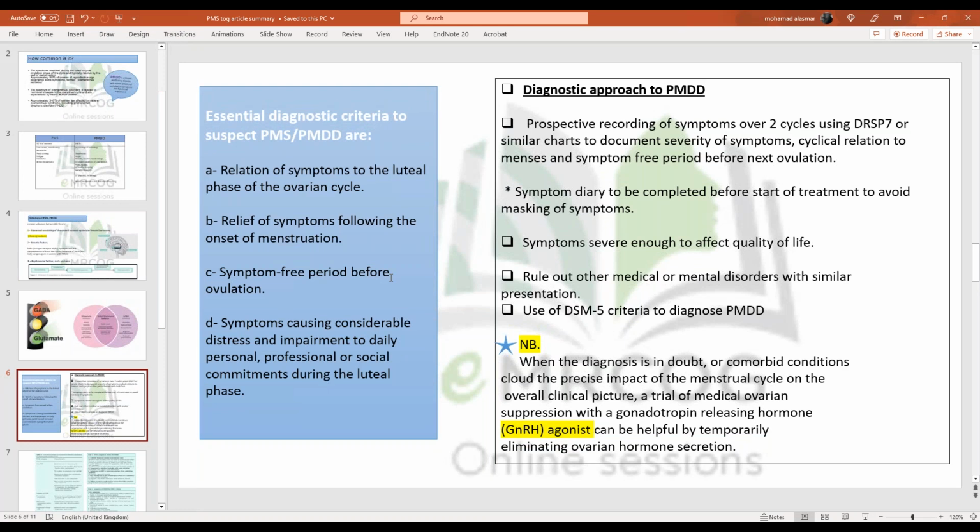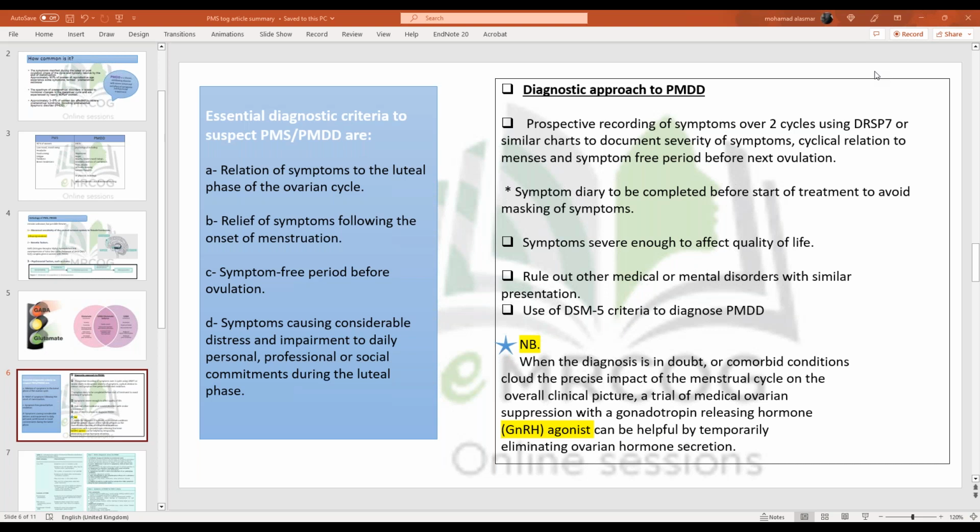Before I go to the treatment, I need to tell you, guys, remember the diagnostic approach to PMDD. This is for all my friends in the OSCE exams in part 3, because you will have the case in front of you and you speak to her. You need to go through the diagnostic approach correctly. Number one is prospective, which means in the future, not retrospective: prospective recording of symptoms over 2 cycles using the DRSP7 or a similar chart.